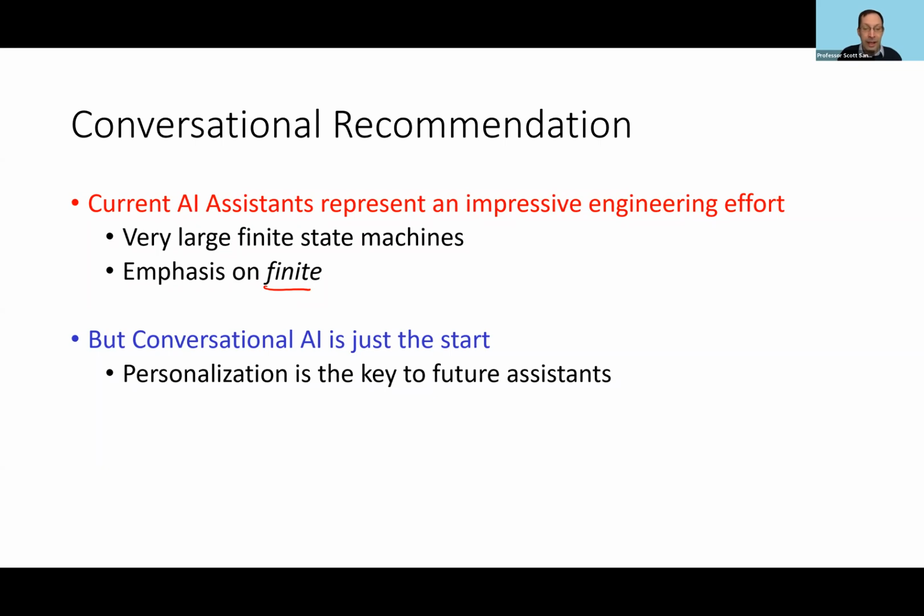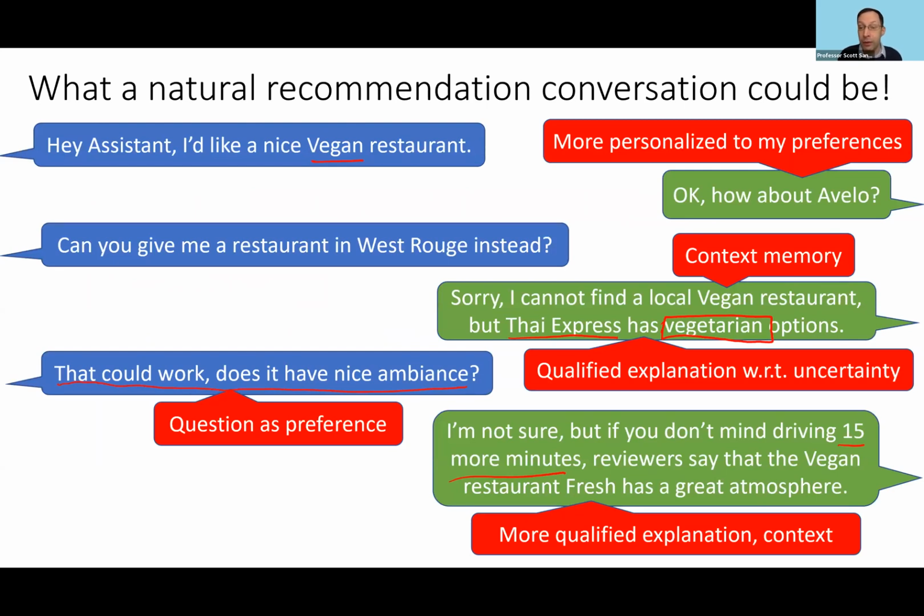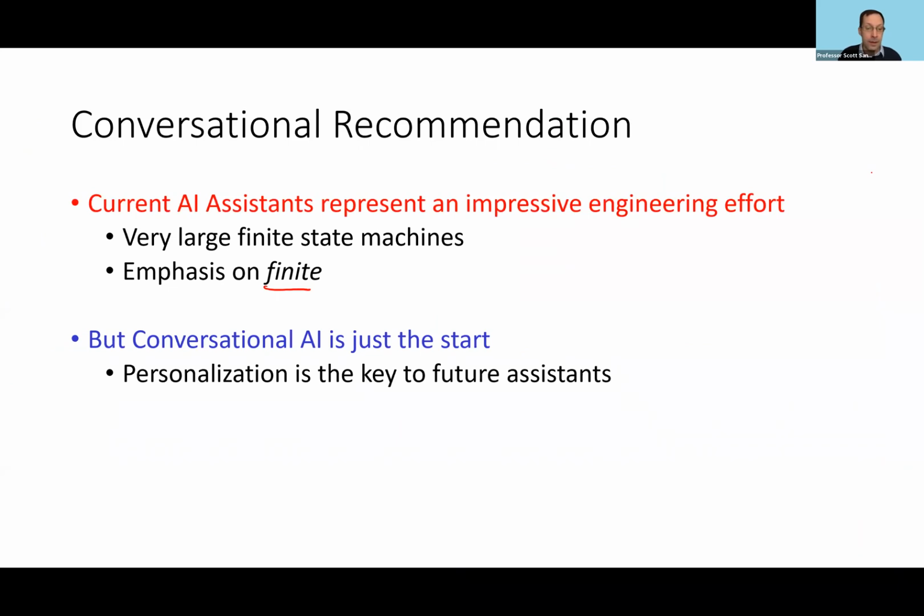So we have conversational AI, but we need personalization. It's really the key to future assistance, right? This whole conversation here is something I could not have without personalization. It has to know me. It has to know what I like, what my preferences are. It has to know what it knows about me and what it does not know about me, right? It doesn't know about my driving preferences and my ambiance preferences and so on. It's learning from me through the interactions and hopefully using that in future experience.